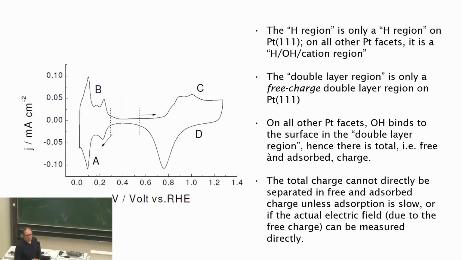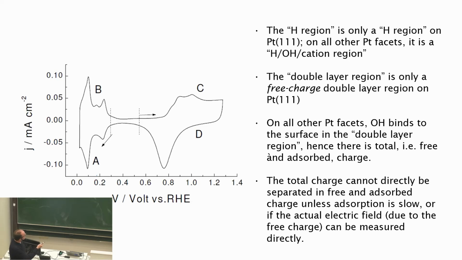So here again is the polycrystalline voltammogram. You see this hydrogen region, what we classically call the hydrogen region. It's only a hydrogen region on platinum 111. On all other surfaces, it is a hydrogen OH cation region. I think that's important to realize. We still call it a hydrogen region. I still call it a hydrogen region. But on polycrystalline platinum, it's not a hydrogen region. It has more than just hydrogen.